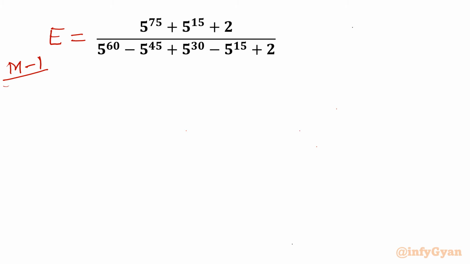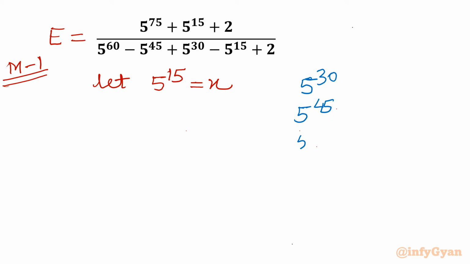So let me write here method number 1. And straight away I will use substitution. So it will become 5^15 equal to suppose x. Now we are having different exponents. So we can write 5^30, 5^45, 5^60 and 5^75. Now using exponent law, (a^b)^c will be equal to a^(b times c).